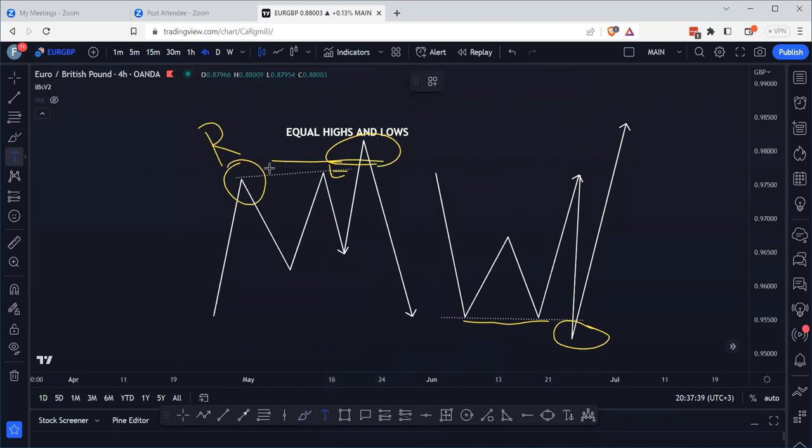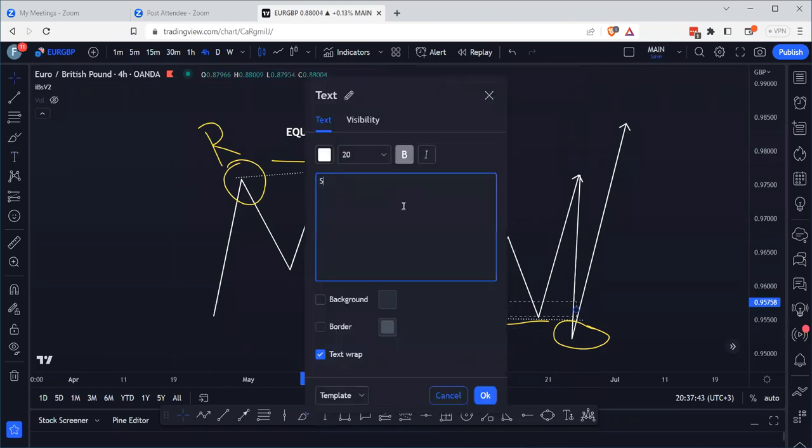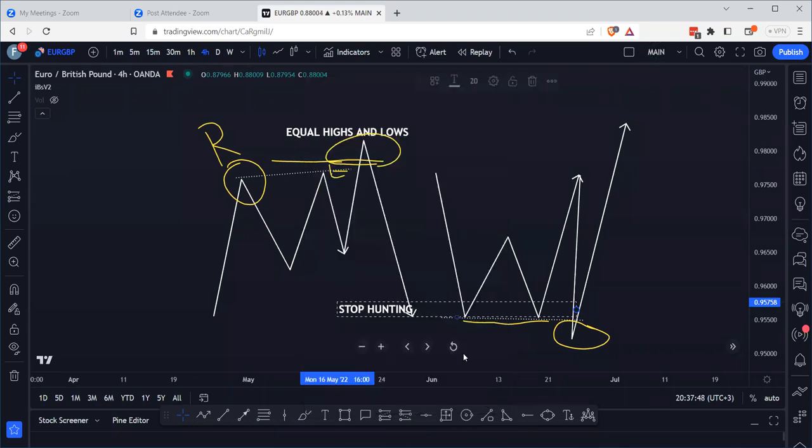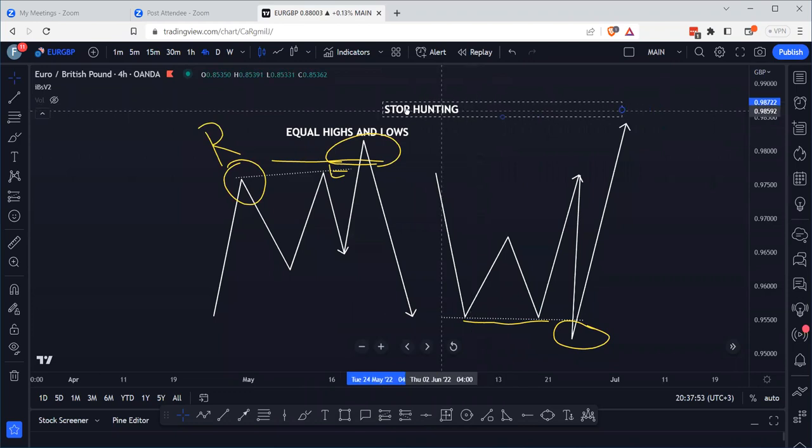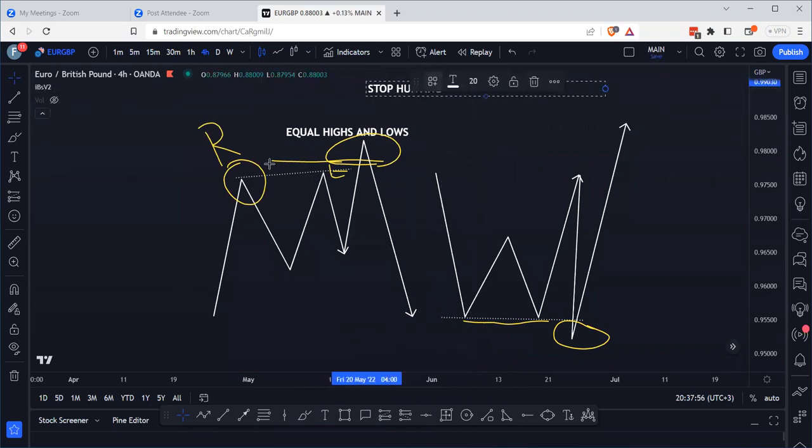Another keyword for liquidity grab is stop hunting. Once people's stop losses have been cleared, it is a good zone to start looking for entries, either in a sell scenario or in a buy scenario. Okay, Ambrose, Annie, you're welcome.